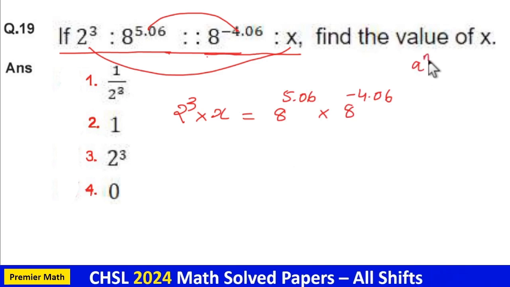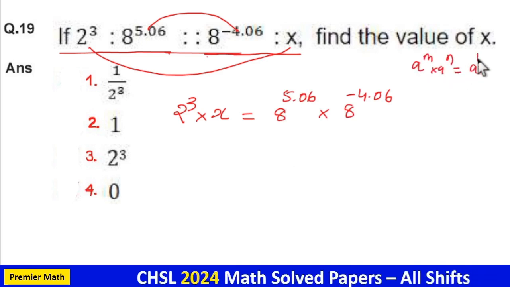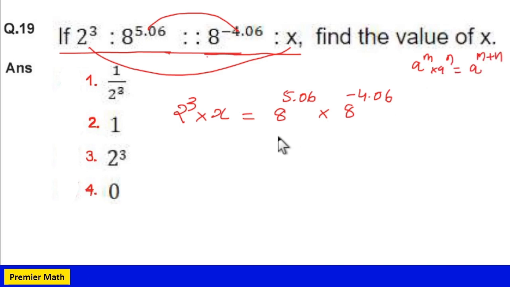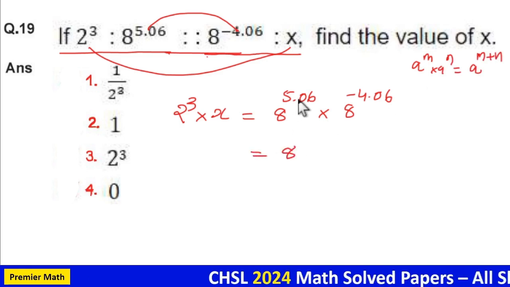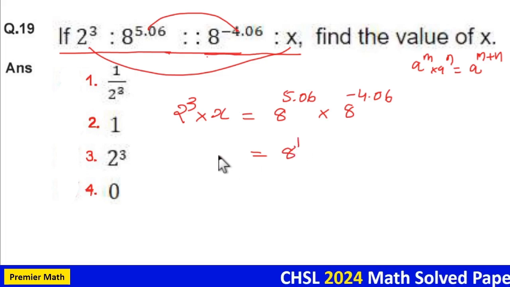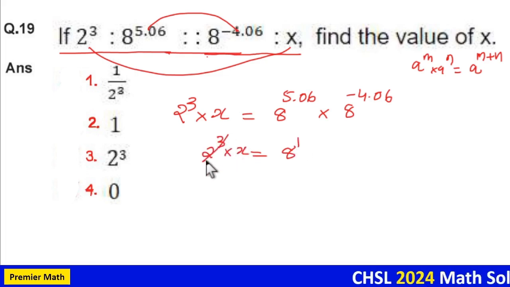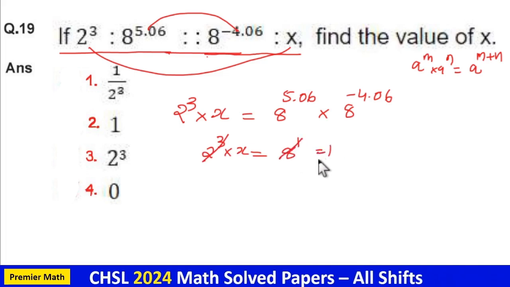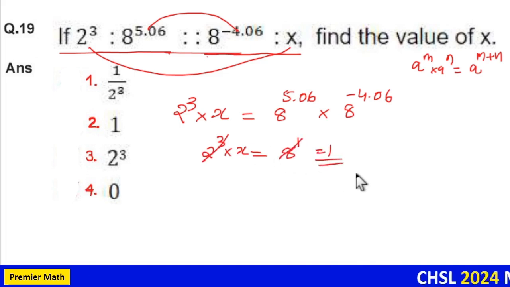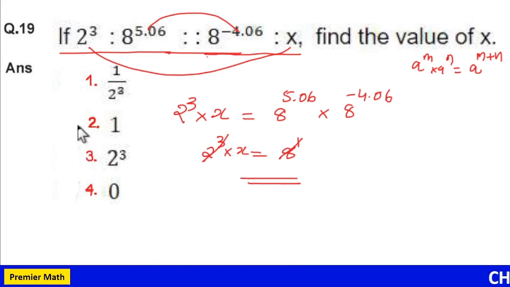Whenever you have a raised to m into a raised to n, which is equal to a raised to m plus n. So this is equal to 8 raised to 5.06 minus 4.06, which is 1. So 2 cube into x is equal to 8, which means x is equal to 1. So option 2 is your answer.